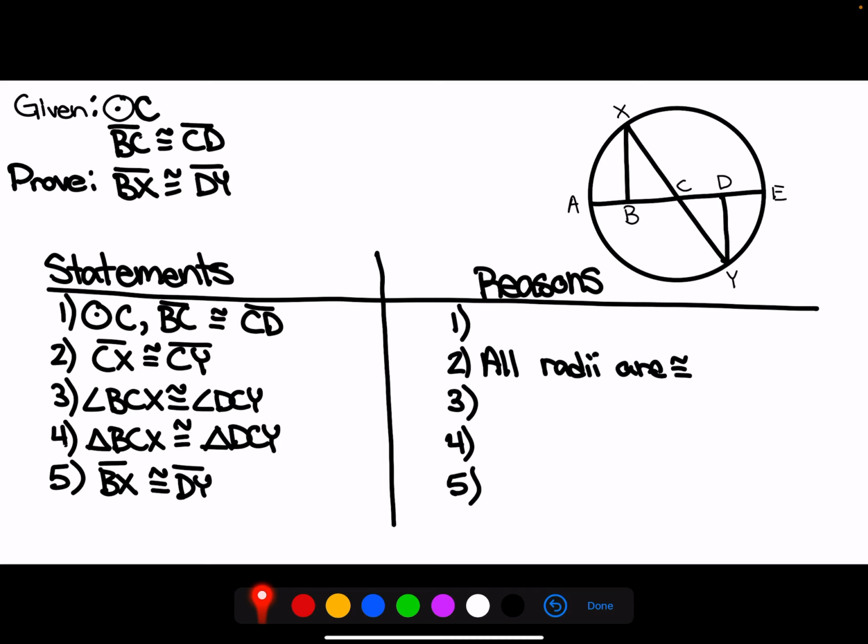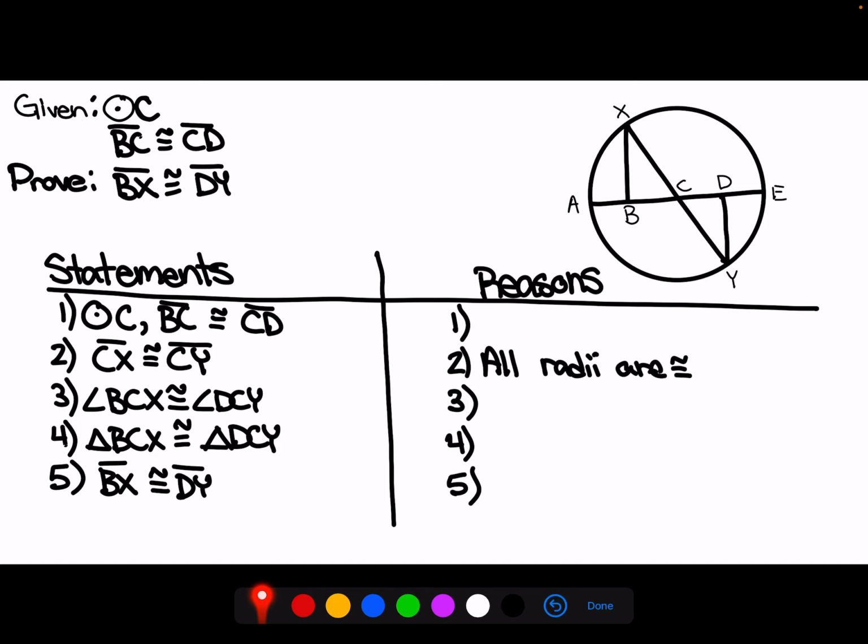This time we're given circle C. We're also given that segment BC is congruent to segment CD, and what we're trying to prove is that segment BX is congruent to segment DY. So go ahead and pause the video if you'd like. You can try this one out on your own if you want to. If you get stuck though, let me know. Or go ahead and watch the video and then see where you get stuck.